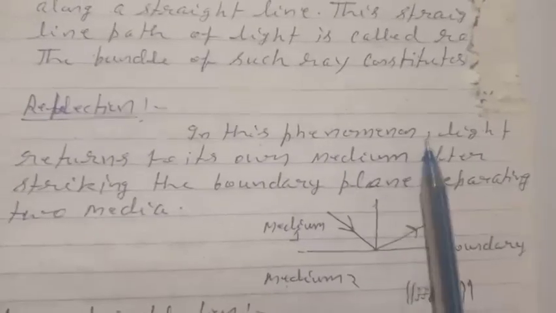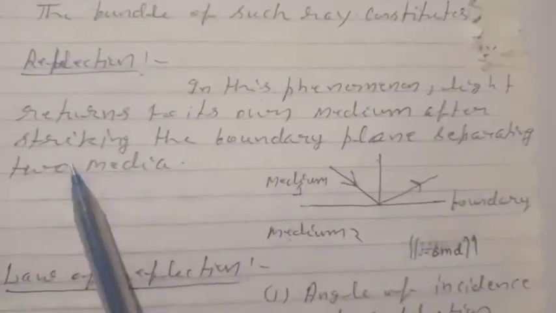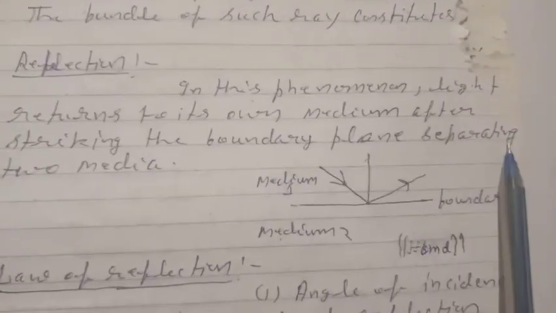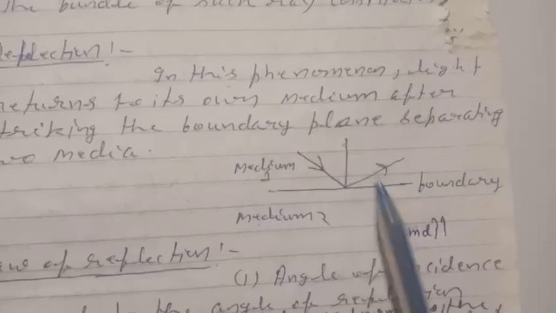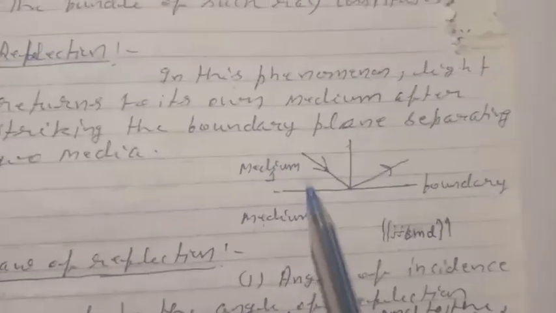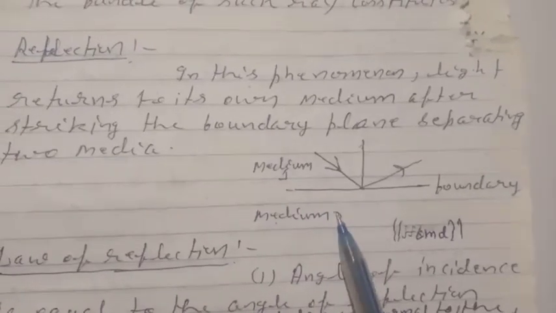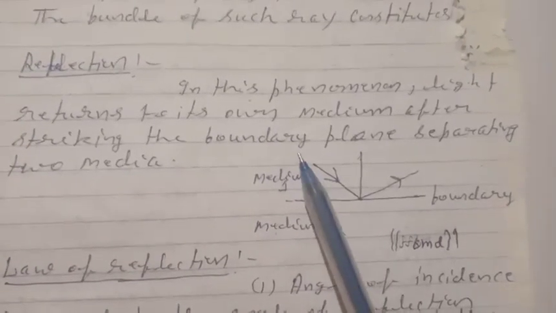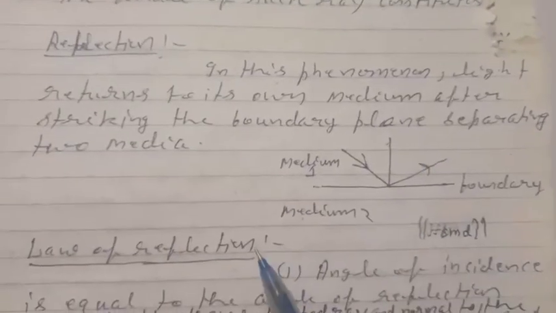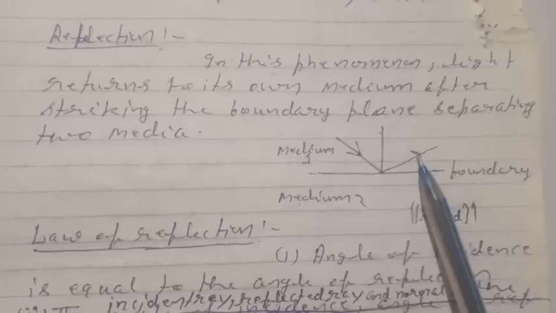Reflection. In this phenomenon, light returns to its own medium after striking the boundary plane separating two media. This is shown here. This is a boundary separating two media. One medium is above this boundary, and the second medium is below this boundary. And light, after striking it, gets back. Then the phenomenon will be called reflection.